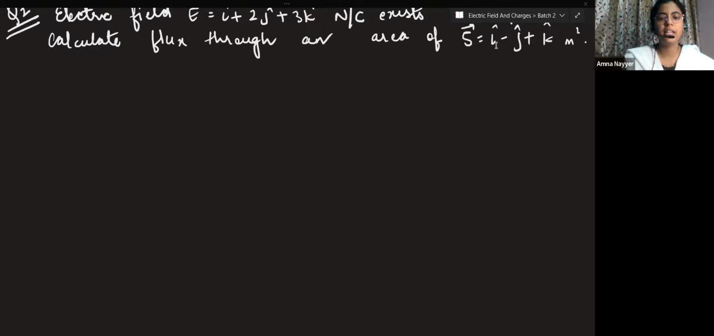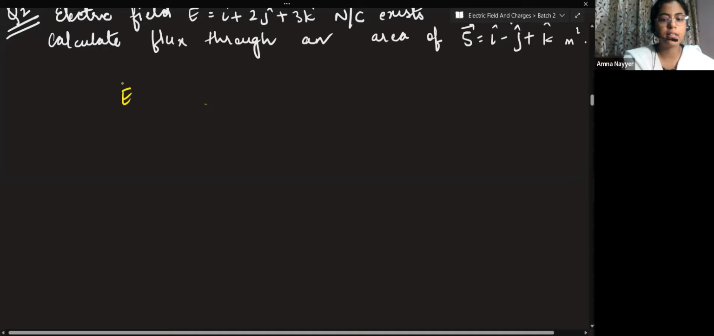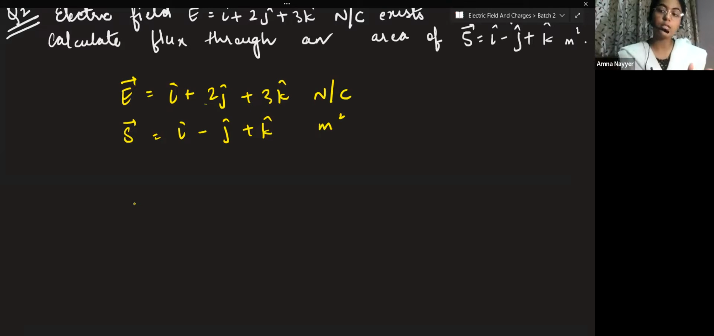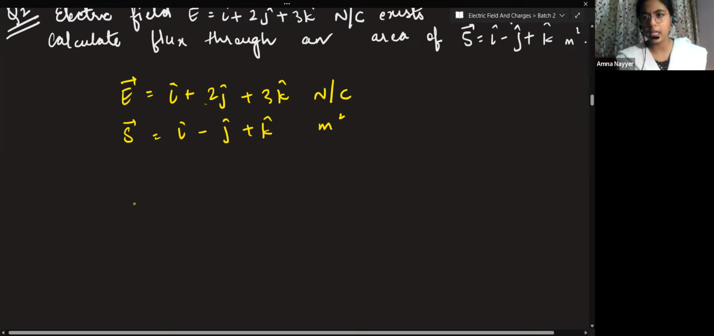So it says that you have an electric field with you. The electric field is given as I cap plus 2 J cap plus 3 K cap Newton per coulomb. And the surface area is given to you as I cap minus J cap plus K cap meter square. So you have to calculate the electric flux. Whenever you don't have any angle in such questions, you have to consider that the electric field is normal to the surface. That's why it is not giving you any angle with the plane or the area vector. It means the electric field is perpendicular to the surface.